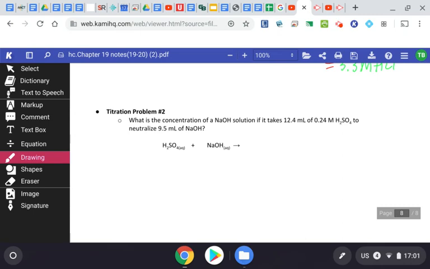Okay, we're going to do one more problem to make sure that we're understanding this concept. What is the concentration of sodium hydroxide solution if it takes 12.4 milliliters of 0.24 molar sulfuric acid to neutralize 9.5 milliliters of sodium hydroxide?